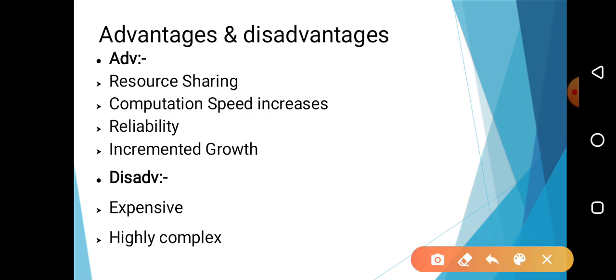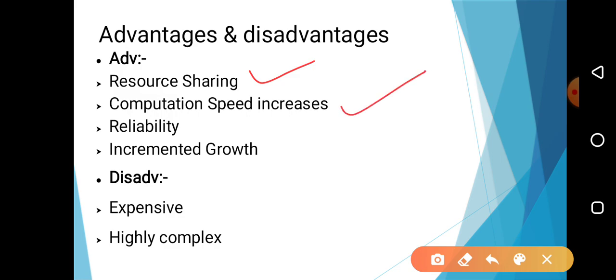What are the advantages and disadvantages of the distributed system? In a distributed system, we can easily share the resources. As I said, the internet is the best example of a distributed system. We are connecting the systems in a network and we can easily share the printer. The printer sharing concept you have already learned in computer networks. So we can share the different resources attached to our computer system using a distributed system.